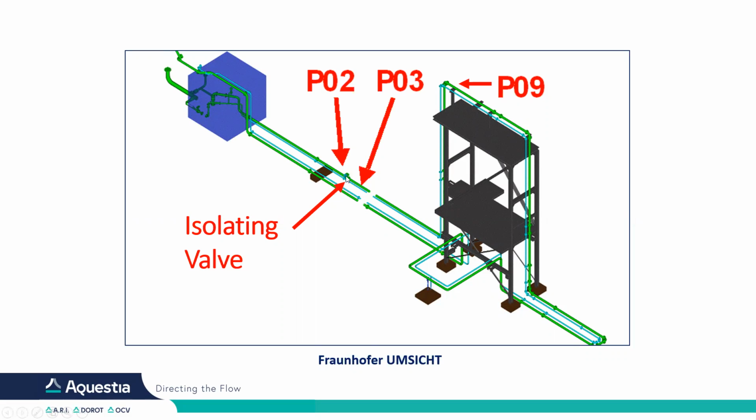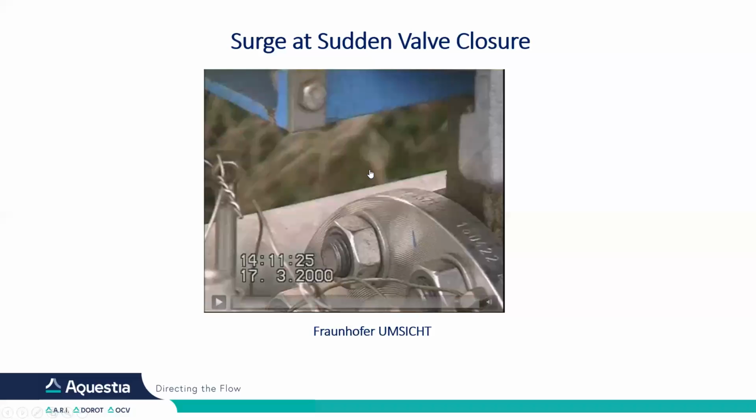Okay, that's the isolating valve. Those are the places where they placed the air valve. The flow is from left to right. They did the experiment with a very high velocity, 4 meters per second, in order to create that high spike, high pressures, the pressure transient. And I would like to show you this video.